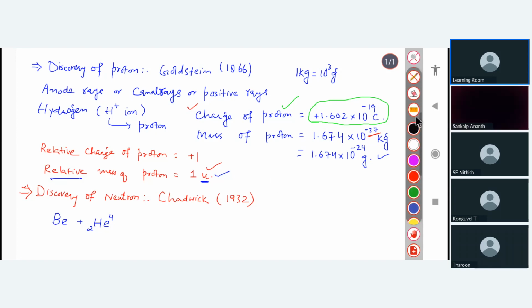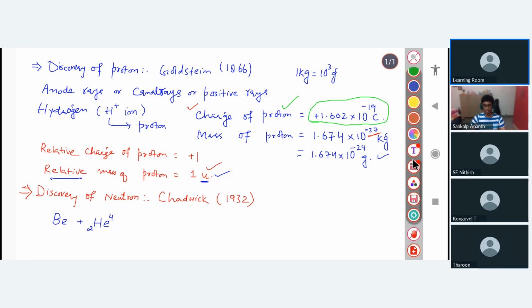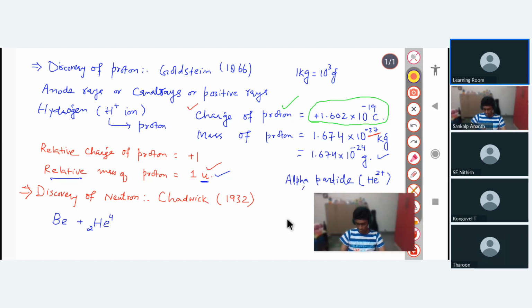Alpha particle is simply a positively charged helium nucleus. You can simply write alpha particle by writing He2 positive. So this He2 positive is known as the alpha particle. Can you tell me what the charge of this alpha particle is? No, it has two plus, 2 units of charge. It is 2 plus, right?